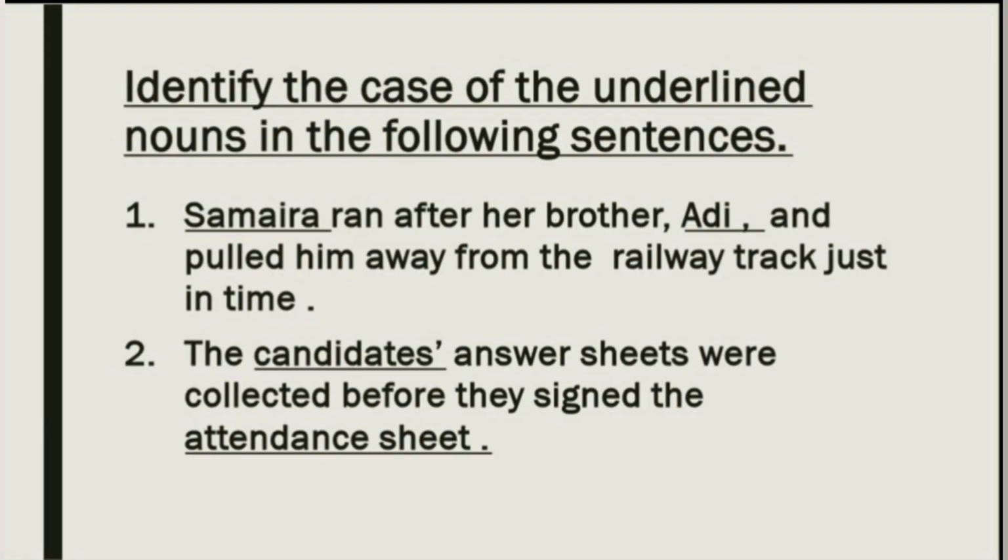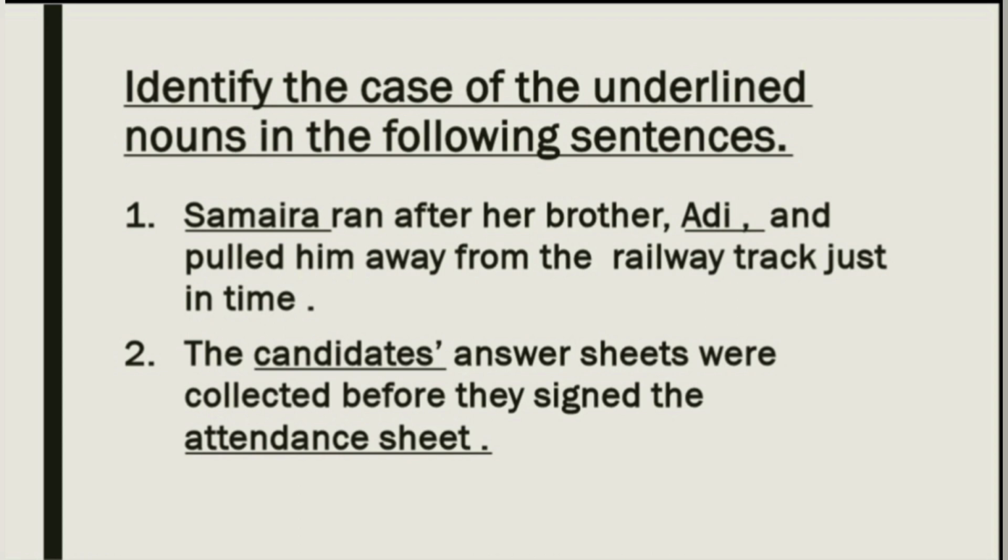The question says that you have to identify the case of the underlined nouns in the following sentences. The first sentence is, Samira ran after her brother Adi and pulled him away from the railway track just in time. You can closely observe that the first noun Samira is used as a subject of the verb. Whenever a noun is functioning as a subject of the verb, the case is supposed to be nominative. So this is nominative case because it is functioning as the subject of the verb ran.